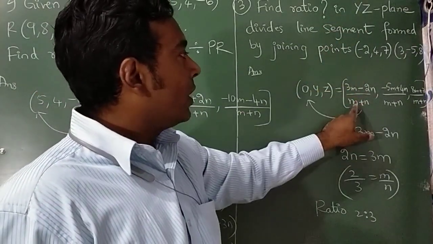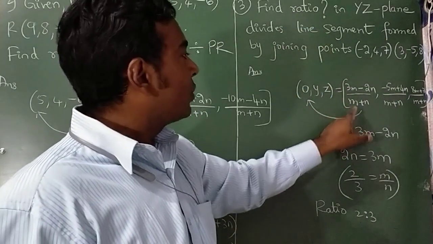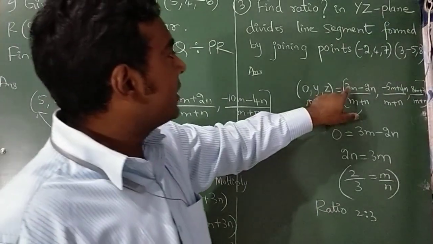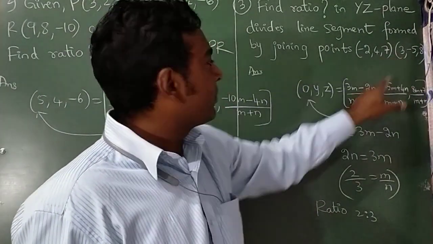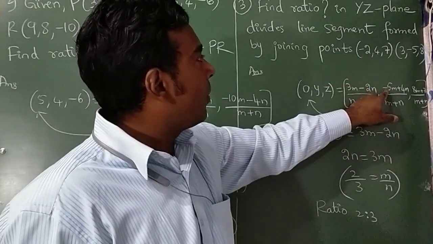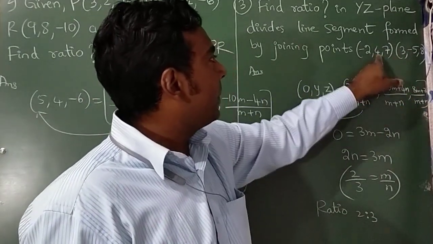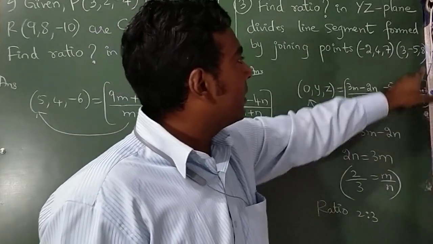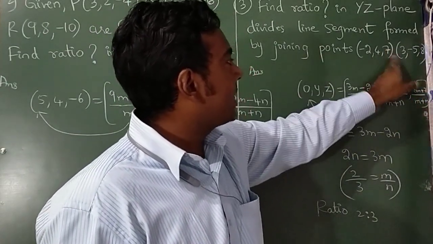Now here also we need to find the ratio. So write M plus N in the denominator part. Now this 3 has come from here, minus 2N from here. Now minus 5 from here and plus 4 from here, that is PQ. Now 8M plus 7N.